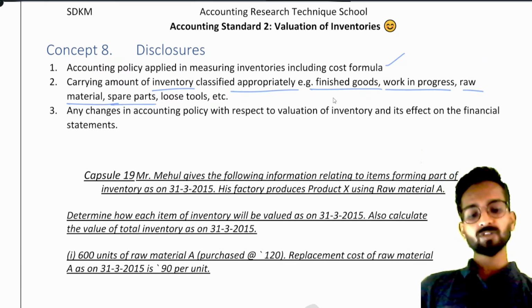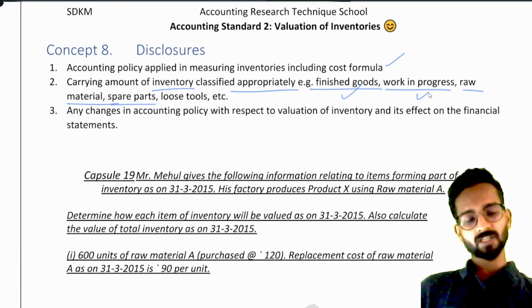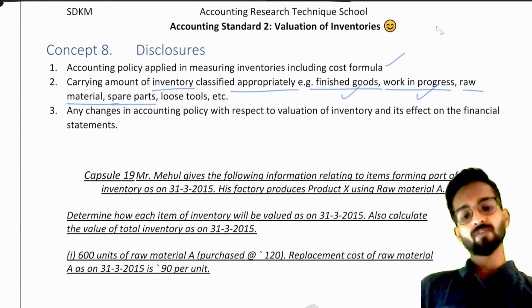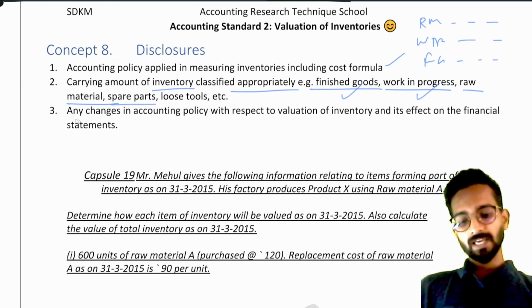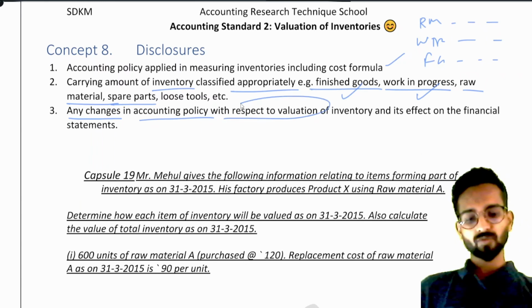See, how much finished goods you have to disclose, how much work in progress you have to disclose. You can say raw material is this much, work in progress is this much, finished goods is this much. Like this you are supposed to disclose. Okay. Any changes in accounting policy with respect to valuation of inventory and its effect on the financial statement.